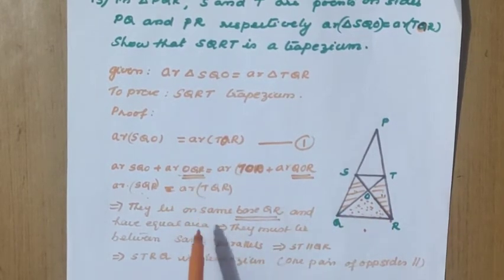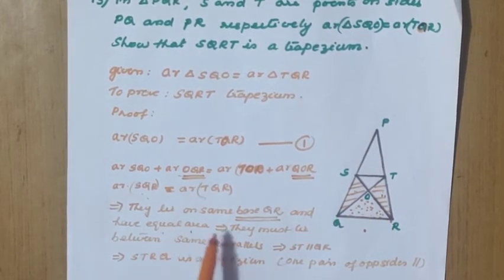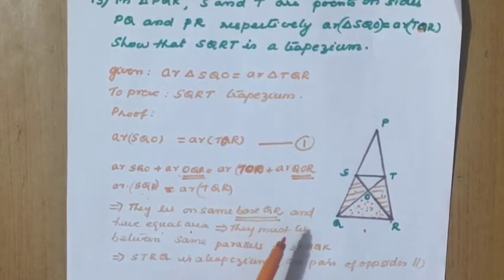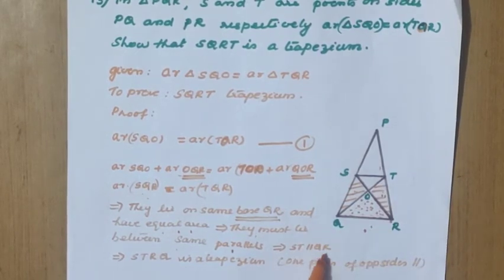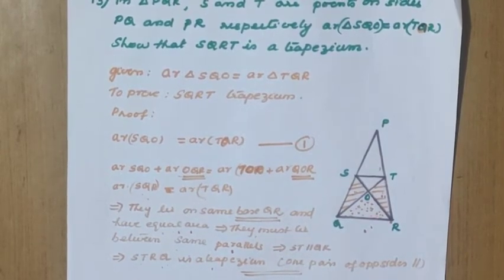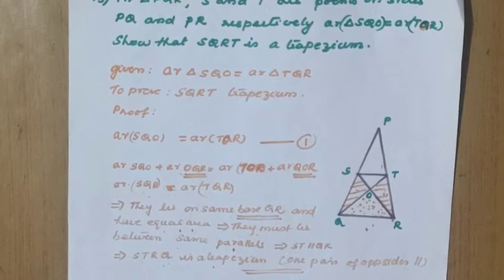Now we have the converse theorem. They have equal area. So if they have the same base and equal area, then they must lie between the same parallels. Which are the parallels? ST and QR. Definitely QR, the base, is one of the lines; the other line will be ST. So ST is parallel to QR. STRQ is the trapezium. What is the definition of a trapezium? One pair of opposite sides is parallel in a quadrilateral. Now we got it. For understanding this one, this year it is difficult because the chapter is deleted.